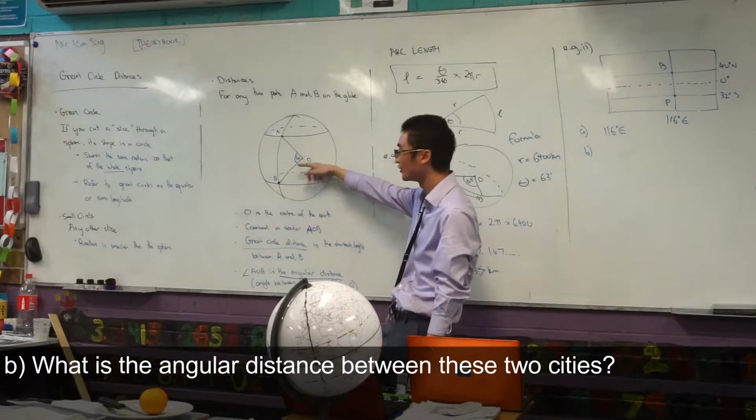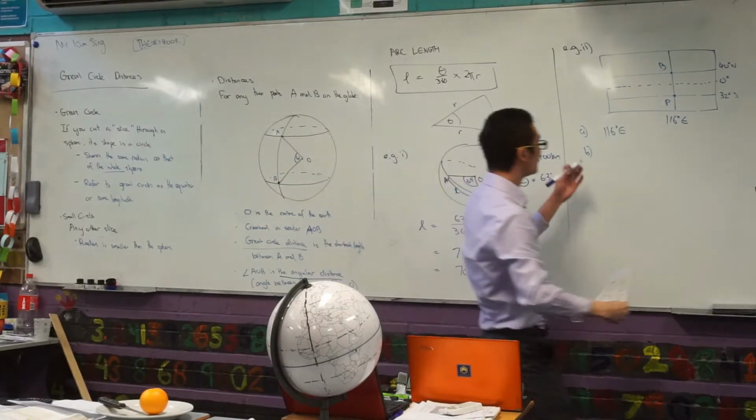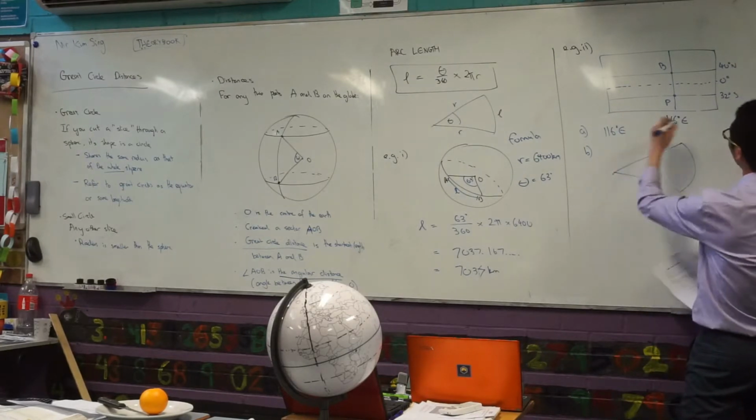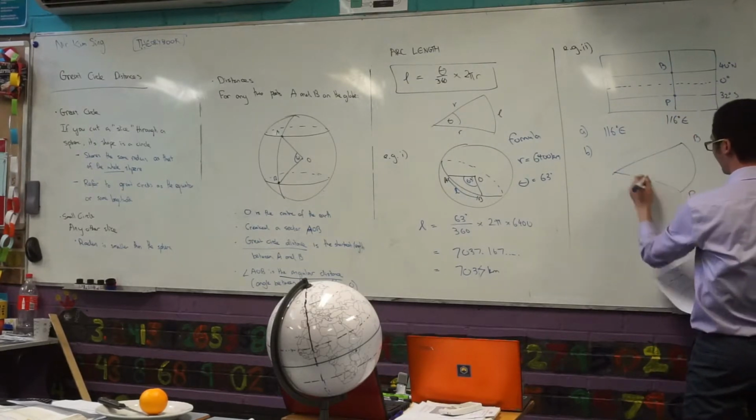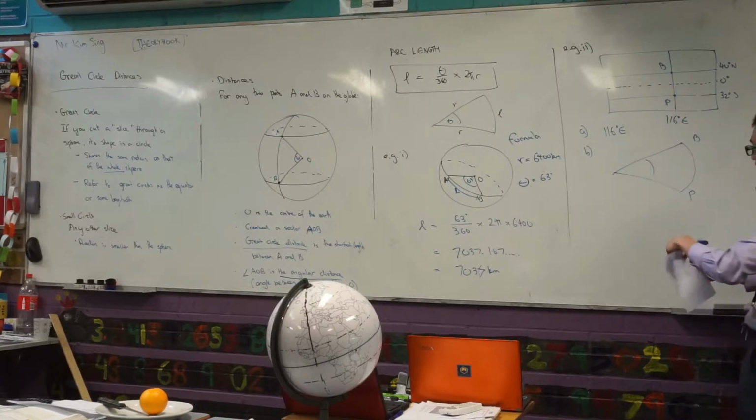So we look at the center of the earth, we look at the angle that's being created between the 2 points, and maybe a more helpful drawing would be to actually draw that sector. So I've got Beijing, and I've got Perth. I want to find this angle here, okay? And we also have to be careful, because remember, we've got that equator straight through the middle.